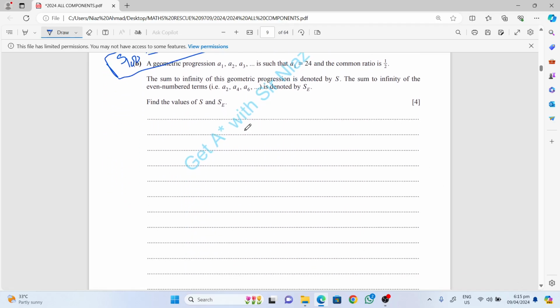The next is a geometric progression, a1, a2, and the common ratio is 1 by 2, the sum to infinity. If our a1 is 24, our a2 is 12, our a3 is 6, and so on. My sum to infinity is a over 1 minus r.